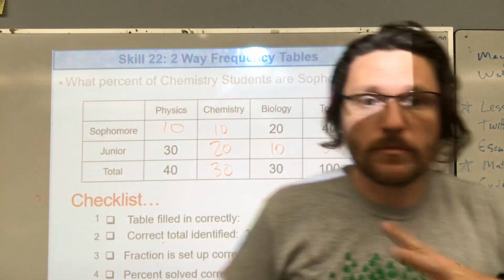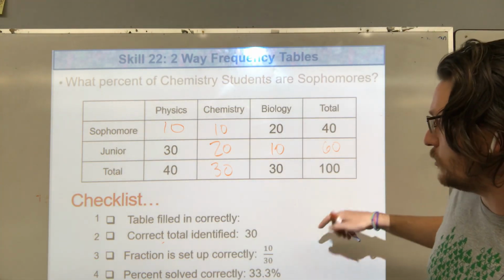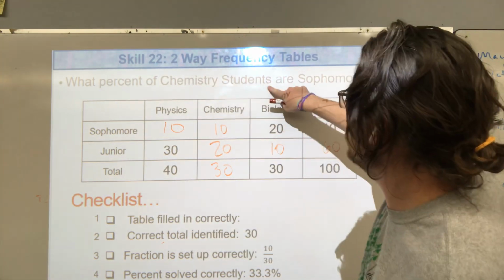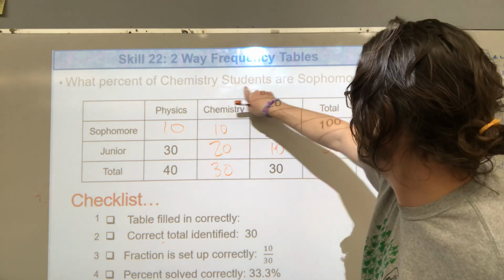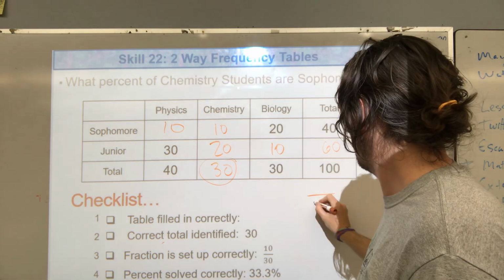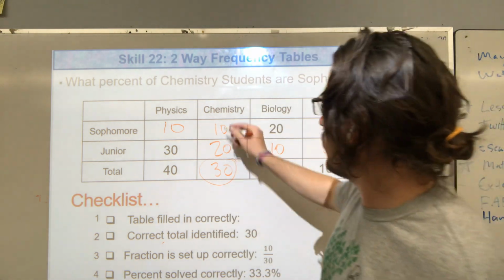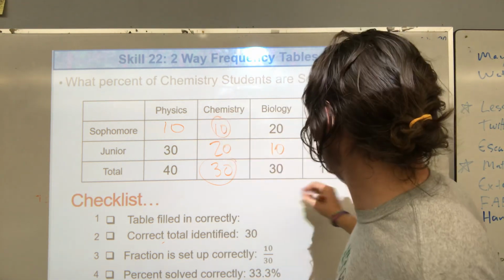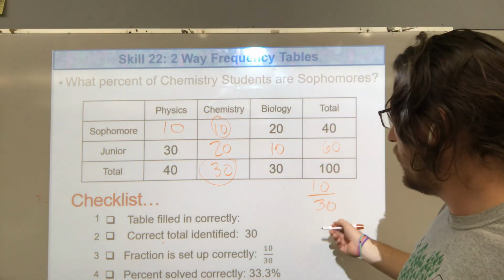So hopefully all those numbers add up, and now we can answer this question: what percent of chemistry students are sophomores? So we need to look at all the students in chemistry. Our sophomores are these guys, so we got 10 over 30.